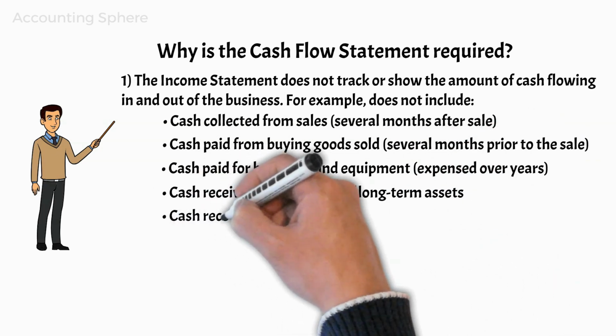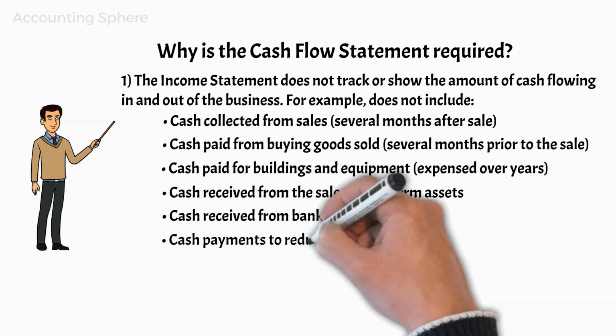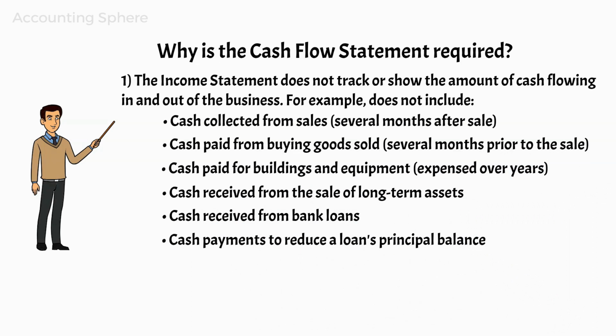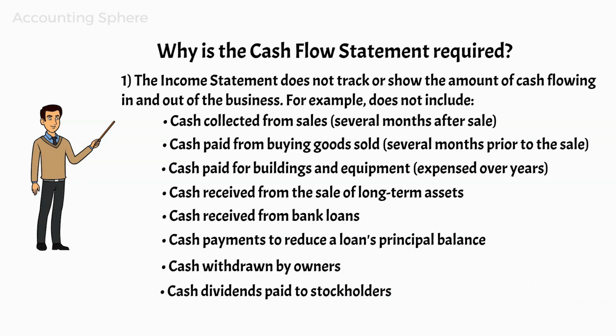Cash received from bank loans. Cash payments to reduce a loan's principal balance. Cash withdrawn by owners. And cash dividends paid to stockholders.